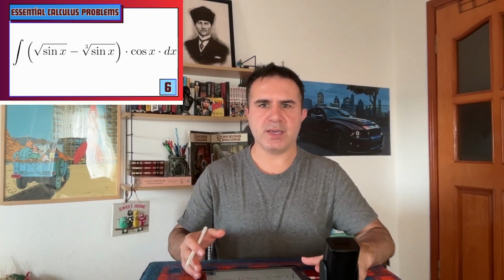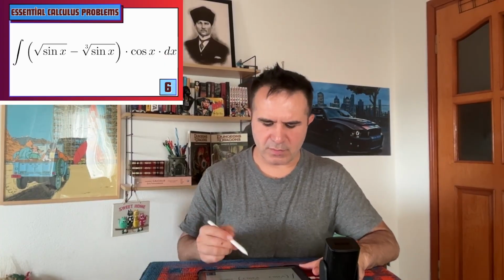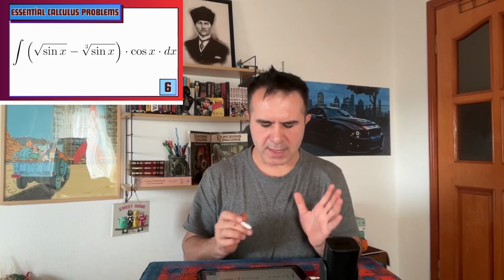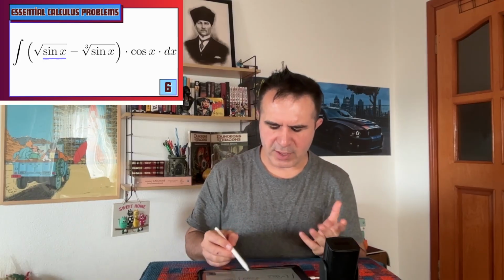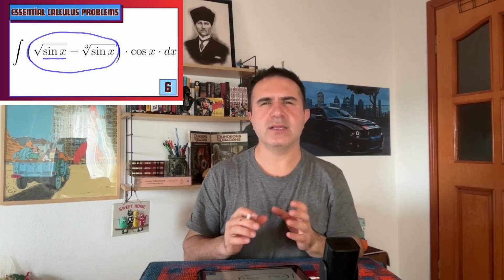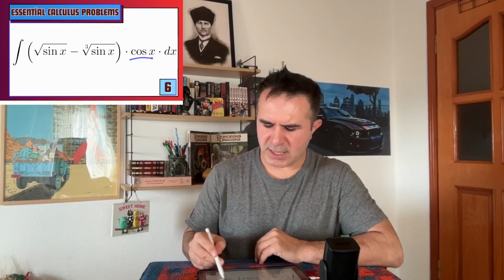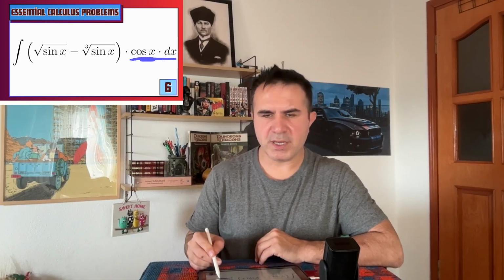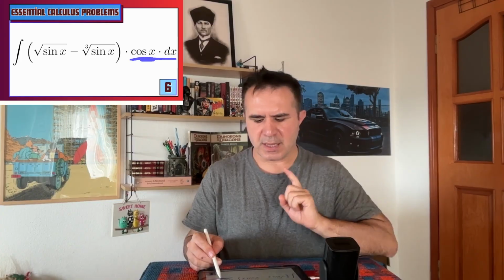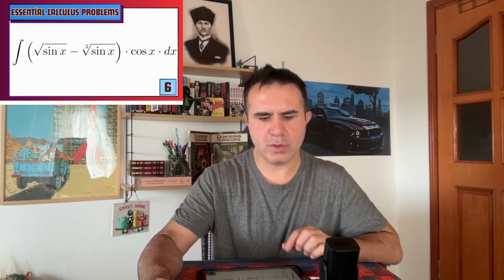When the integrand contains a function multiplied by the derivative of that function, we can use substitution. And here we have a function of sine x, and the derivative of sine x is cosine x, and cosine x is multiplied by dx here. Then here we can use the substitution method to solve this problem.